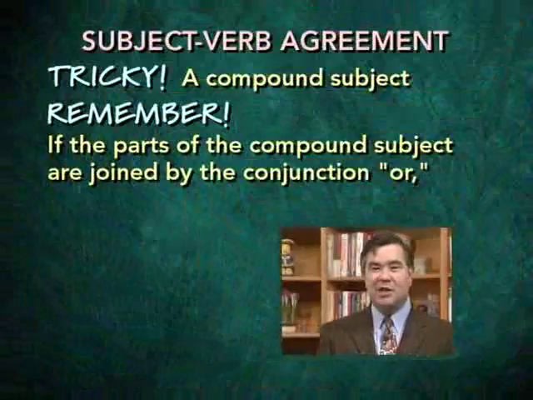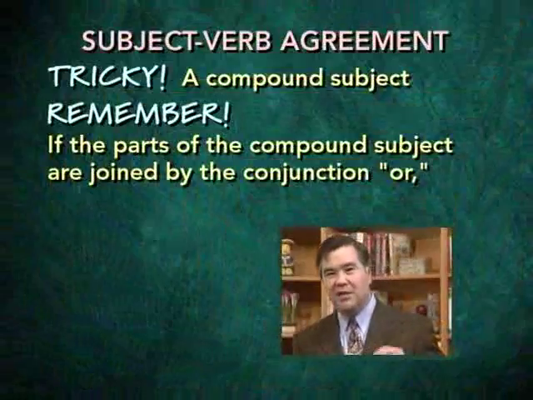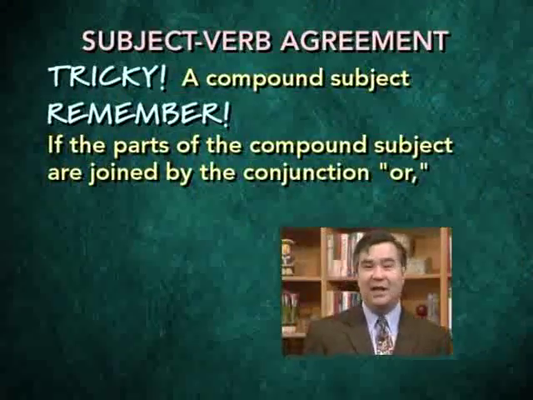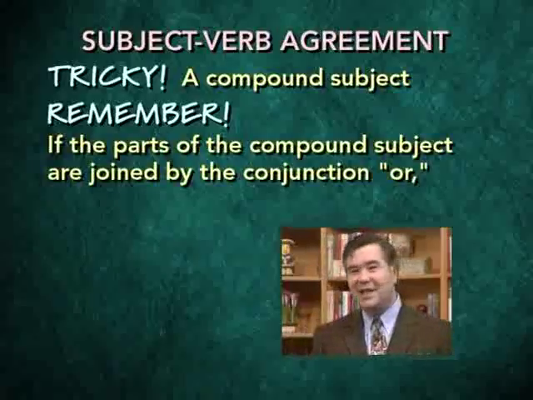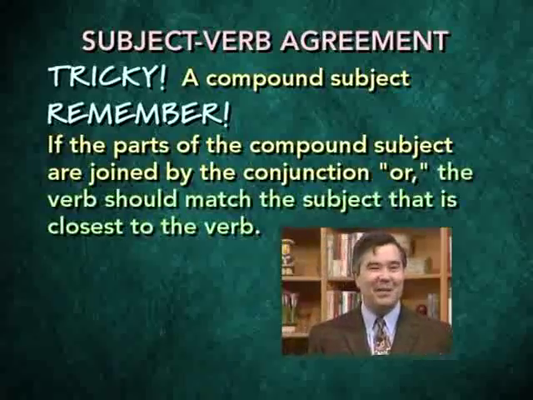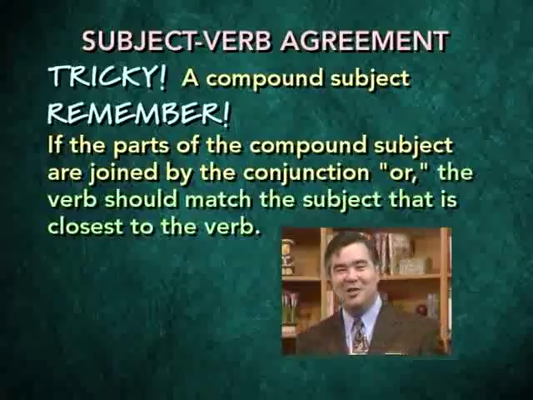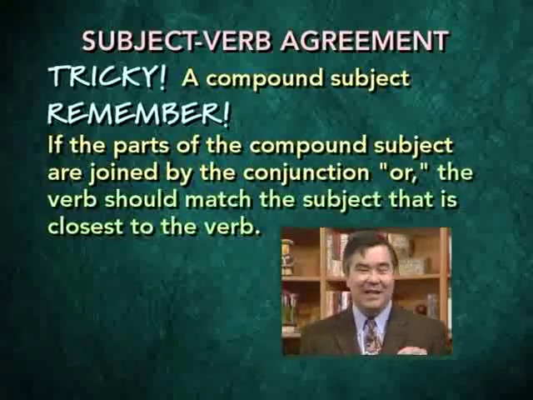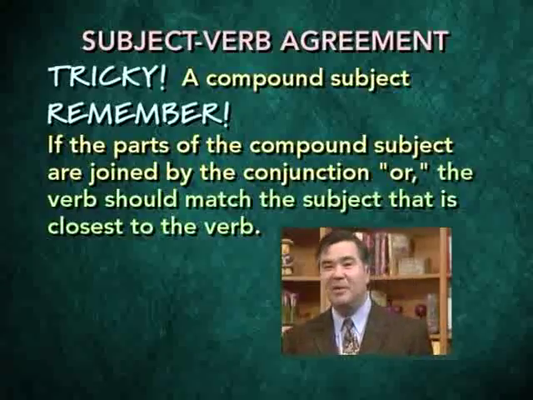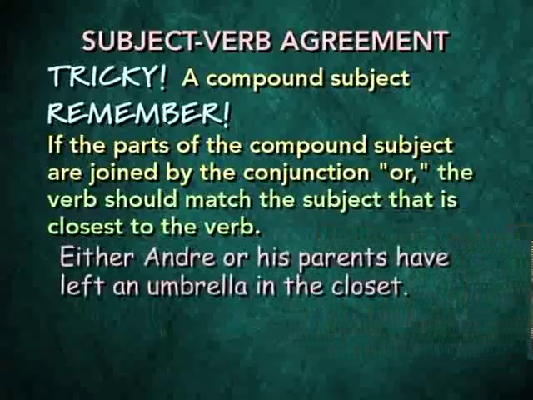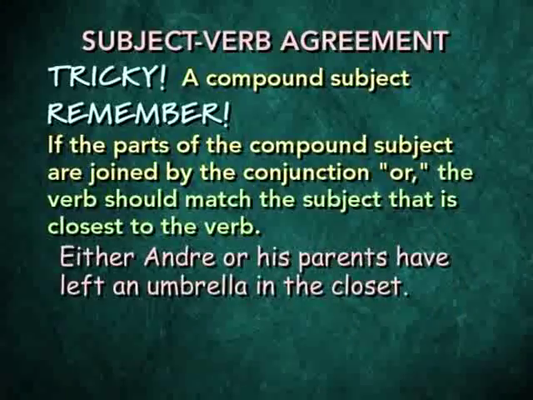Now, when the subject is compound, if the parts of the compound subject are joined by the conjunction or, we have a different rule. In this case, the verb should match the subject that is closest to the verb. This is a slightly strange and surprising rule, but let's look at a couple of examples and you'll see how it works. Either Andre or his parents have left an umbrella in the closet.